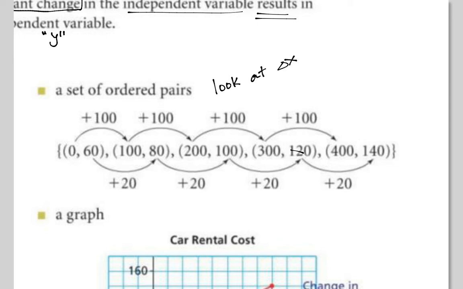So look at delta x, look at delta y. But do it separately. Don't start thinking like, okay, maybe the 0 goes to the 80. Like x doesn't go to the y. It doesn't work that way. X's are with x's, y's are with y's.